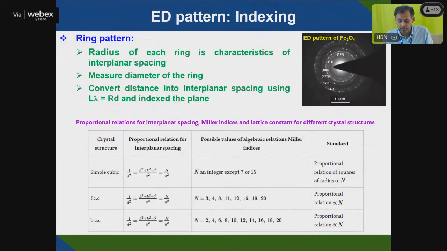Similarly, you can see I have shown the ring pattern here. Once you measure the ring pattern, you are able to identify each spot. You can measure the spacing here, and you use the equation Rd equal to L lambda, and you can calculate each plane. But nowadays, this is the thing, the Rd equal to L lambda that we are discussing.